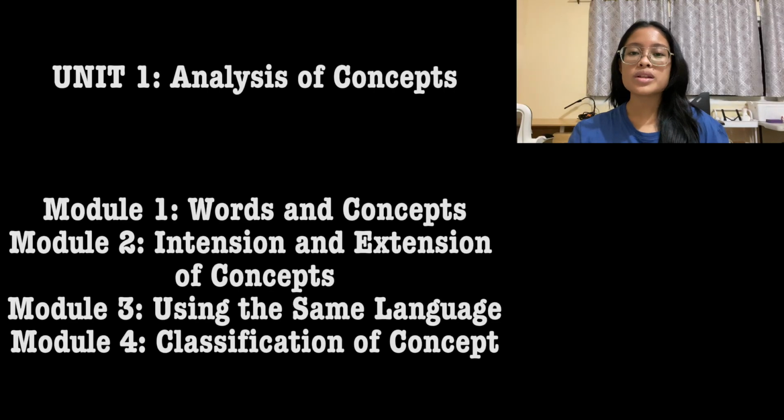So Unit 1 is all about the analysis of concepts. This unit will provide you with the basic concepts and principles for critical thinking. For the first 4 modules, we'll have words and concepts, intension and extension of concepts, using the same language, and lastly, the classification of concepts.